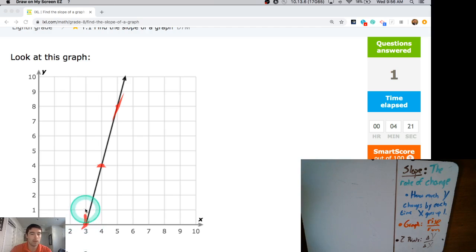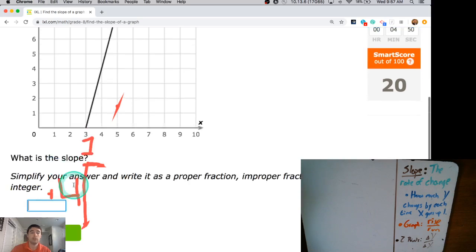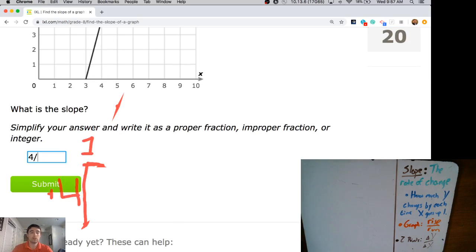So first I'm going to measure rise. I'm going to count how much I need to travel up on the y-axis by, and we need to count up by 4 units. We go from 0 all the way up to 4. So I travel up by 4, that's my rise or my y change, positive 4. And during that time, all we had to do was travel right by 1 unit. It goes from 3 over to 4, it traveled right by 1 unit. So that tells me I have a rise of 4, a run of 1, so my slope here is going to be 4 over 1.